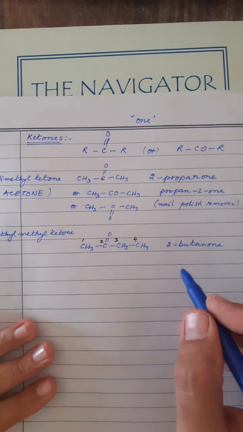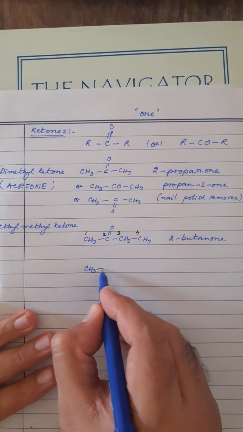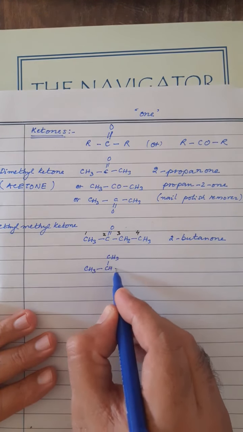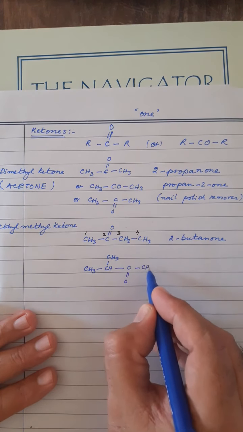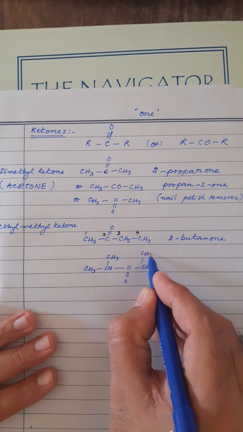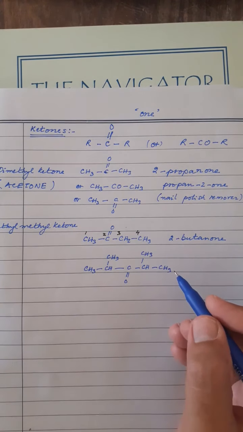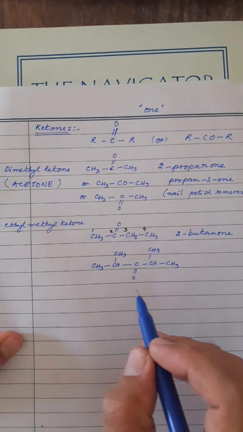Okay, let me give you more examples. CH3, okay, and let me make it this one downward. CH3 and CH3. What is it? You know this from diisopropyl ether? It is diisopropyl ketone.